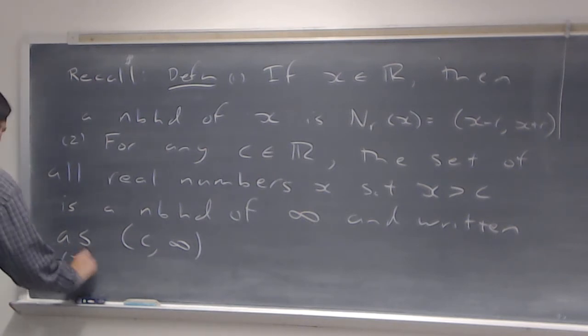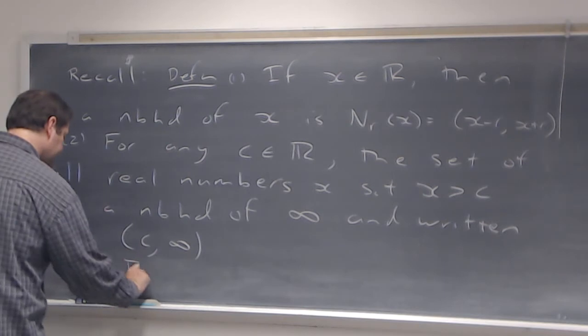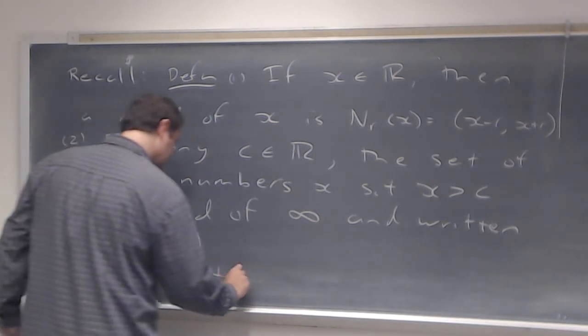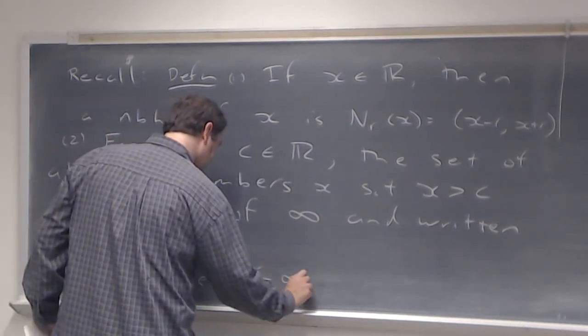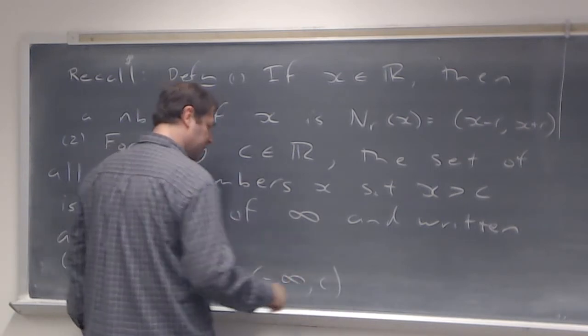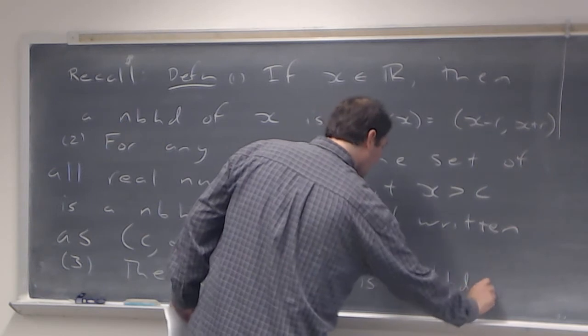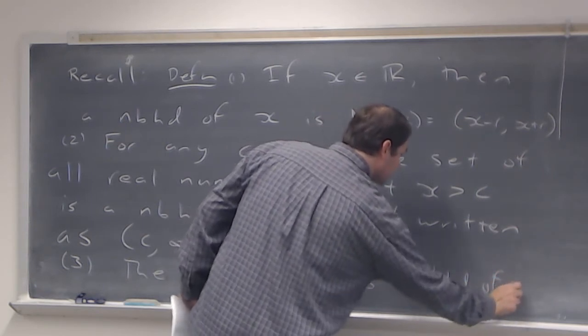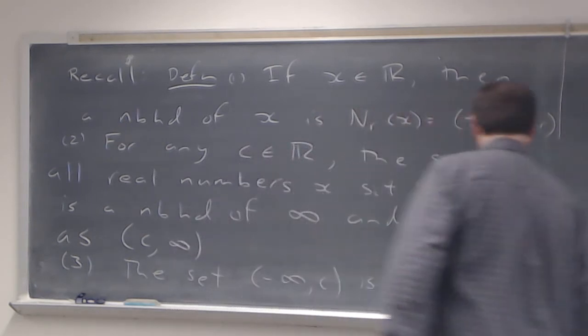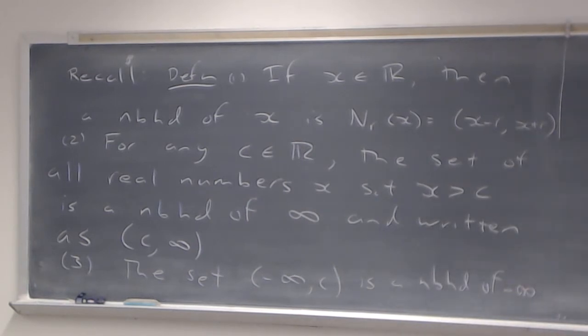Thirdly, the set minus infinity to c, for any real number c, is a neighborhood of minus infinity. So that's what a neighborhood of minus infinity is like.